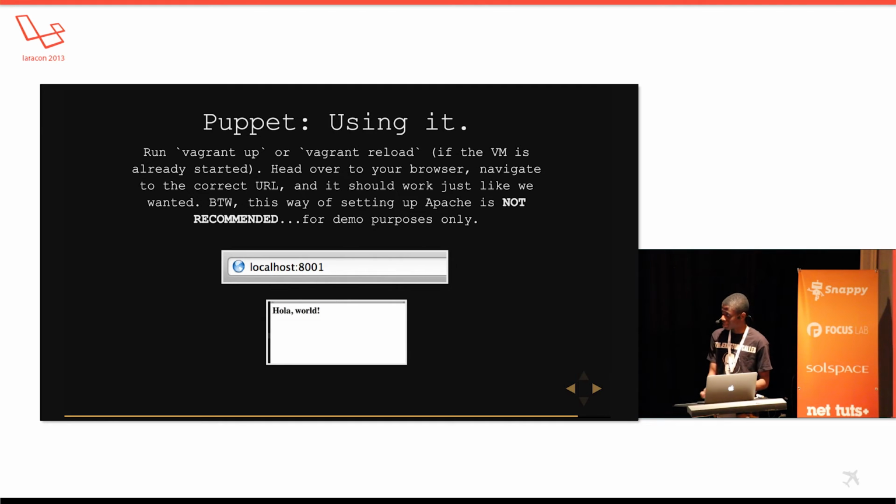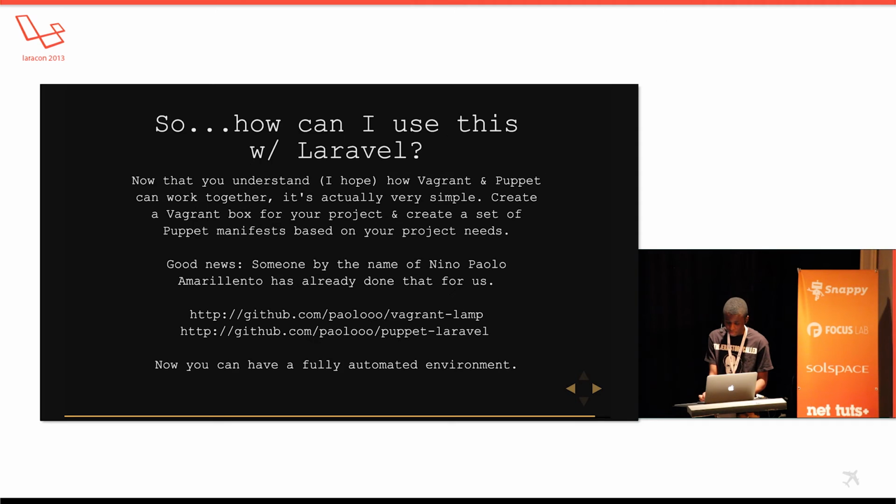I didn't have to go and set up Apache, all of that stuff by hand. All of that was automated once I just did Vagrant up. So how can you use this with Laravel, really? This whole thing is about Laravel.